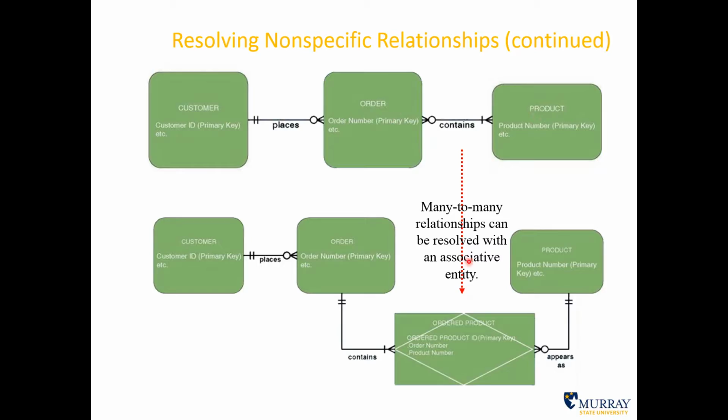So how do you resolve it? Well, you resolve it by creating an associative entity called ordered product. And this associative entity transforms this many-to-many relationship into two one-to-many relationships.